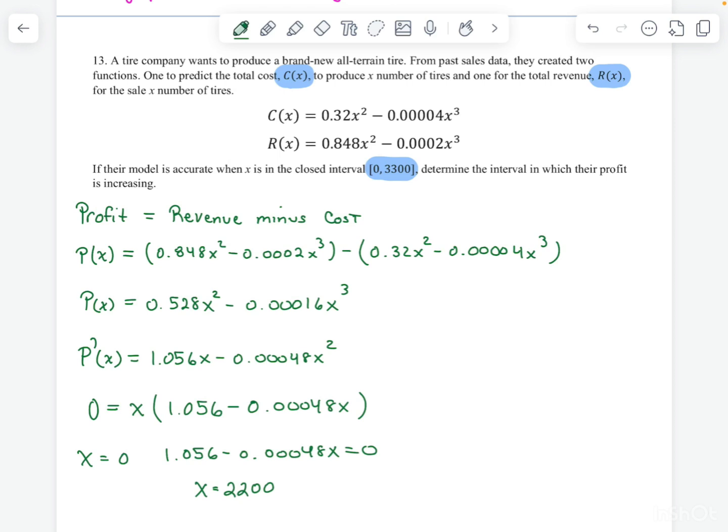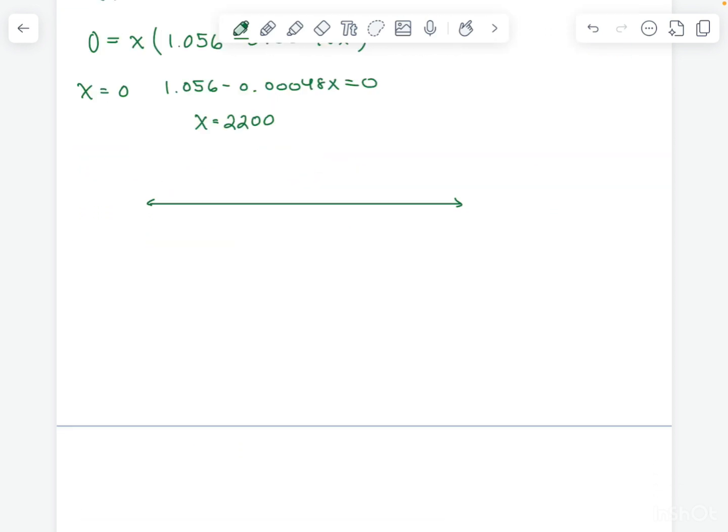Now to determine the interval in which the profit is increasing, we will need to create a number line. On this number line, I'm going to include the two endpoints of 0 and 3300, and I'm also going to include the critical number because the derivative at 2200 is equal to 0. There are two intervals to test, one between 0 and 2200 and another between 2200 and 3300.